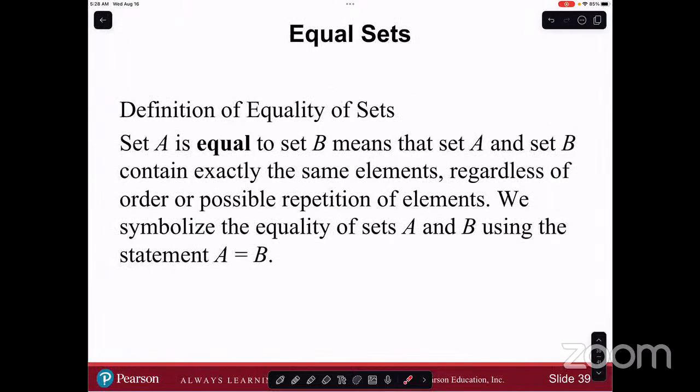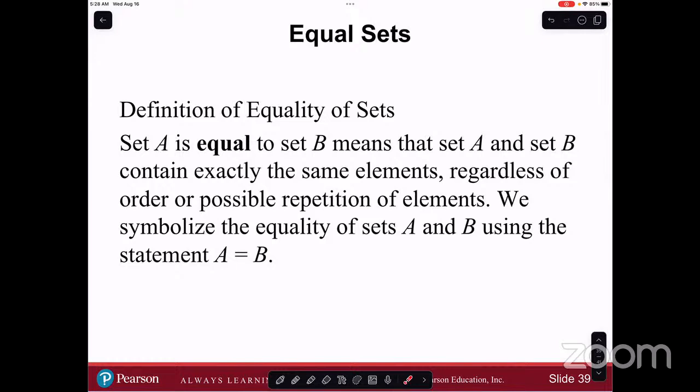So then equal sets. So we talked about equivalent sets. So now we're making a distinction between equivalent sets and equal sets. So definition of equality of sets. Set A is equal to set B means that set A and set B contain exactly the same elements, regardless of order or possible repetition of elements.